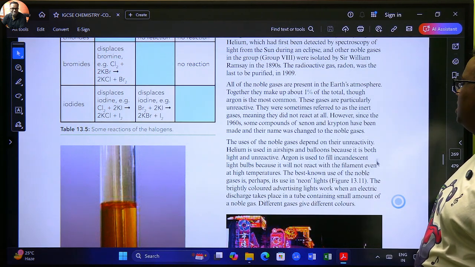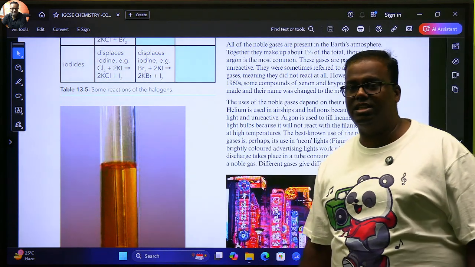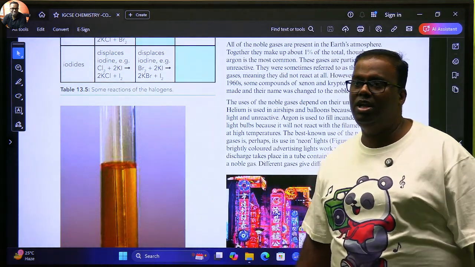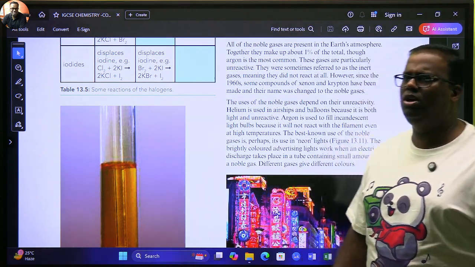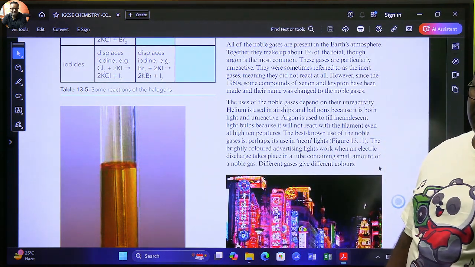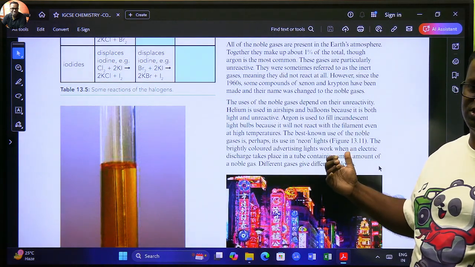The use of noble gases depends upon their unreactivity. Helium is used in airships and balloons, light and unreactive. Helium is also used as a leak detection test. Anywhere at a very high level, you can't have everything 100% leak proof. So when you want a very high order leak test, they will rather say check the process rather than doing the test. The test is very costly.